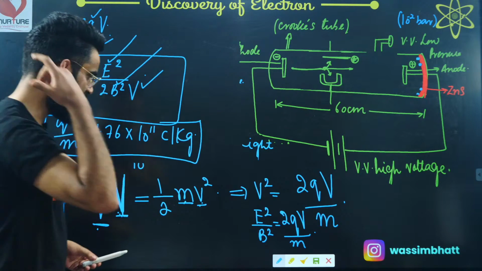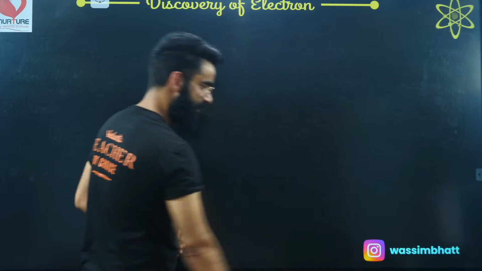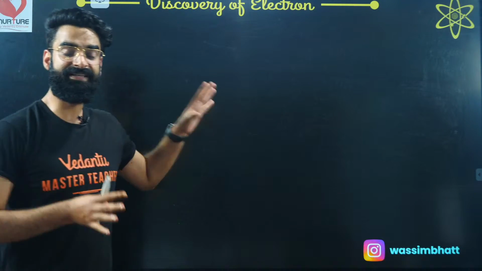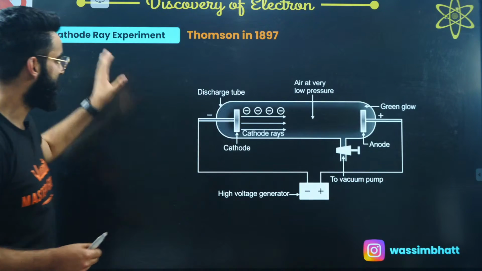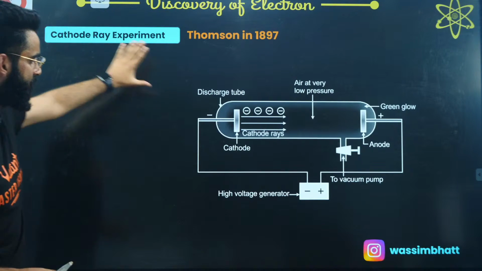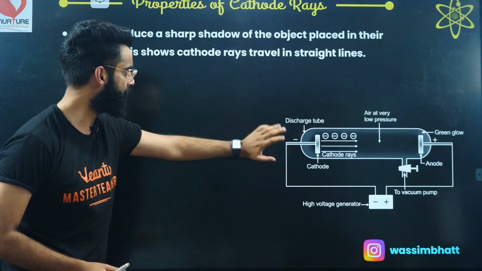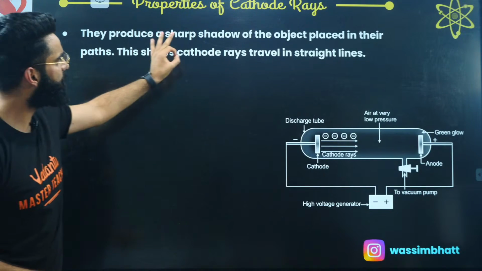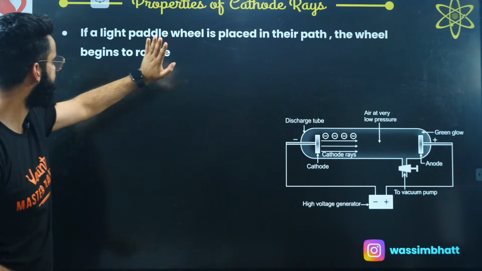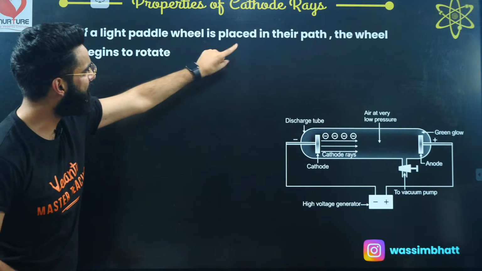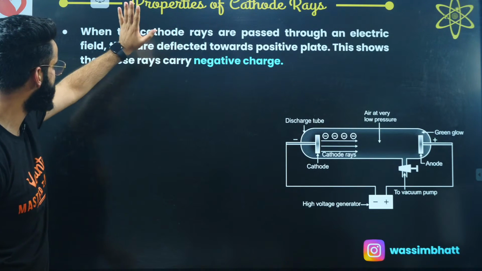Perfect. I'm sure it's clear to everyone, right? So people, this is how charge by mass ratio of electron was calculated. Okay, let me summarize it. The cathode ray experiment, this is the setup which was created, which I already showed you. They produce a sharp shadow of the object placed in their paths. This shows that cathode rays travel in straight lines, right? If a light paddle wheel is placed in the path, the wheel starts to rotate. This is something which we have done.